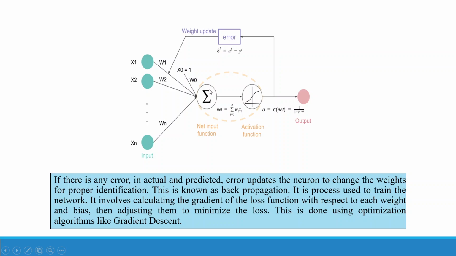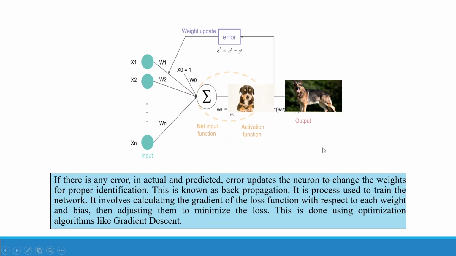This is the summation junction. This is the activation function. And this is the output. Now this is the image which was to be identified, but the network identified the wrong image. So this is a puppy. Now there is a gap in the identification. This is known as an error. This was targeted, and this was achieved. So there is a gap.